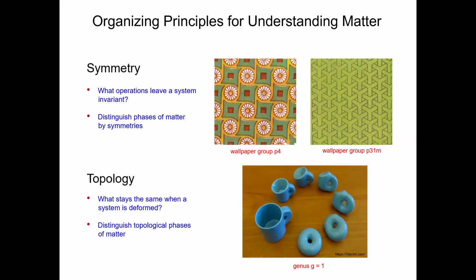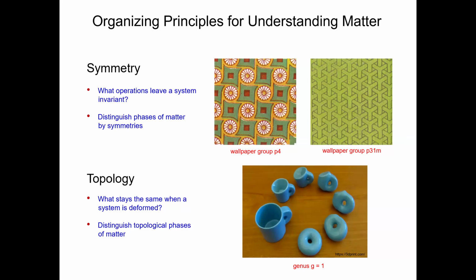But there's an equally powerful tool, which is topology. What topology is about is what stays the same if you continuously deform something. As I said yesterday, the classic example of that is the sense in which a donut is the same as a coffee cup. Importantly, topology is able to distinguish phases of matter that have the same symmetry. And so it's interesting to think about phases of matter that are distinguished topologically.